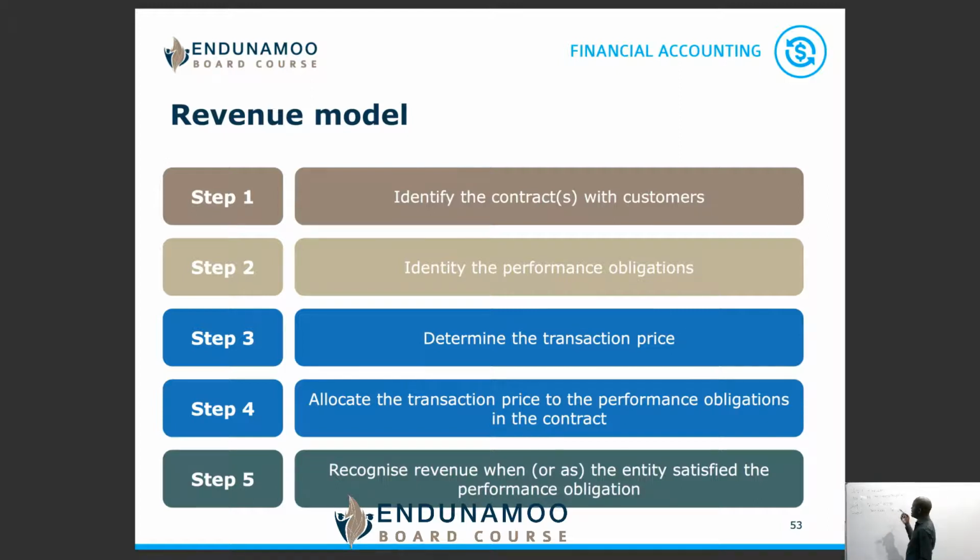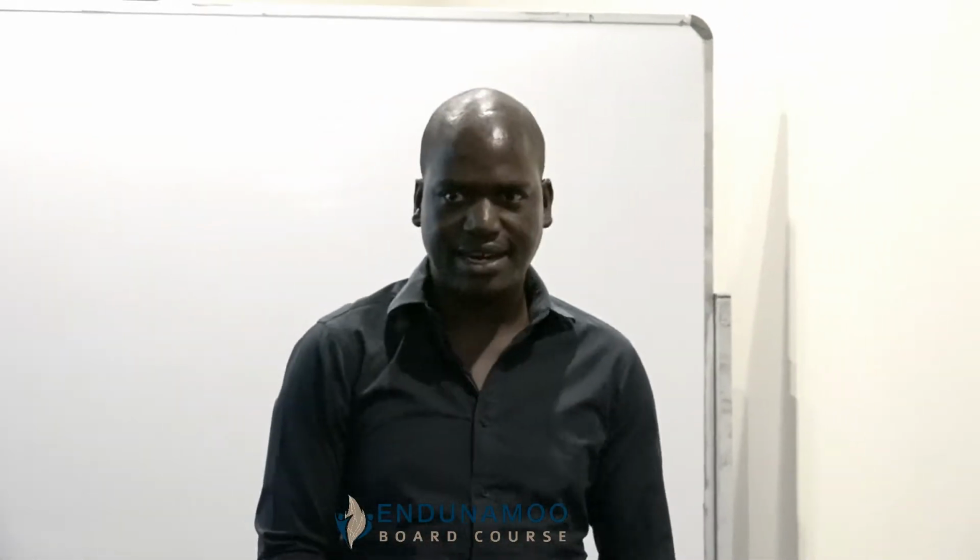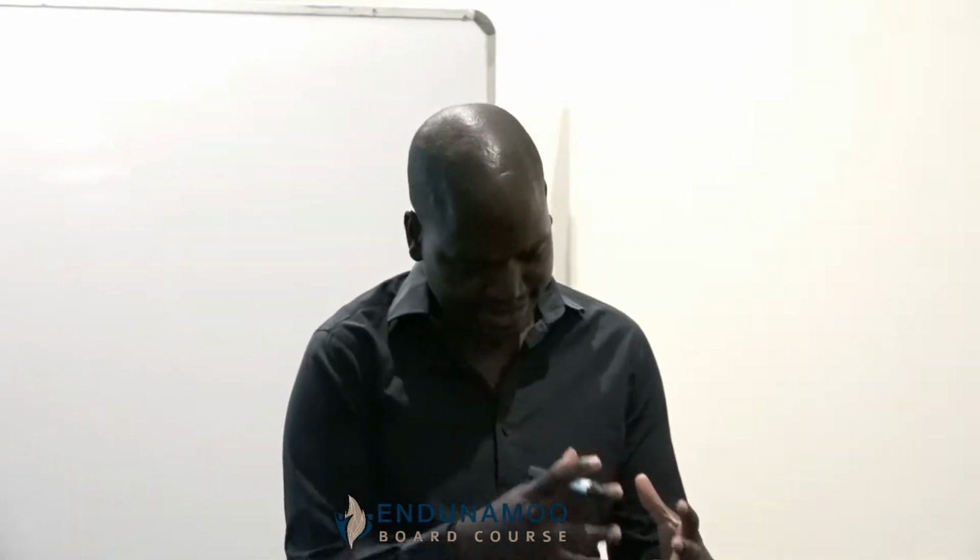So step 4 says that the transaction price you've identified needs to be allocated to the different performance obligations identified in step 2. Then step 5 talks about what? It talks about that you need to satisfy the performance obligations before you recognize revenue. So that is the framework of this particular standard. And if you look at the standard itself, the main standard, that's what it focuses on.